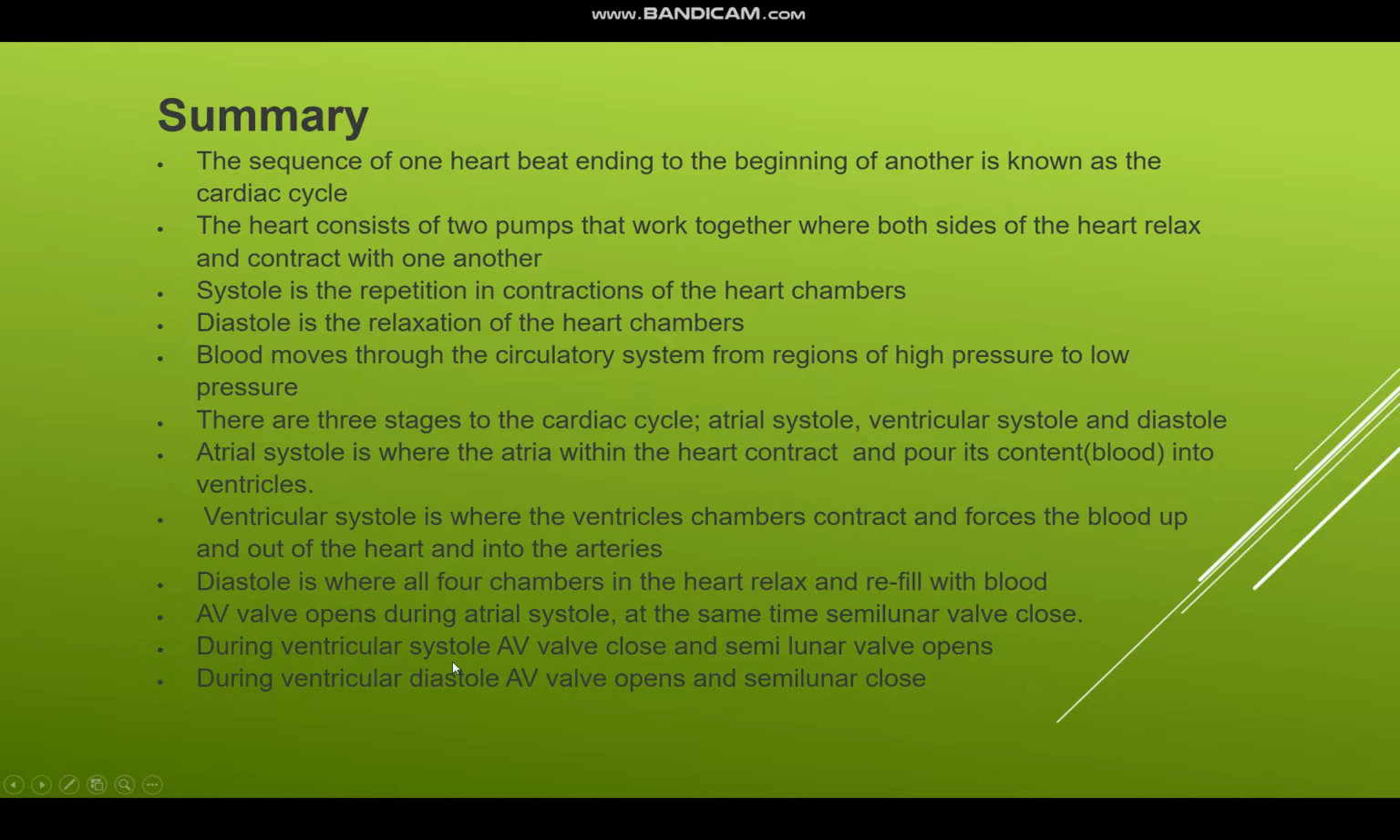Now when the AV valve closes, it causes the first heart sound, and when the semilunar valve closes, it causes the second heart sound. So the first heart sound is lub, and the second heart sound is dub. This is all about the summary of the cardiac cycle.